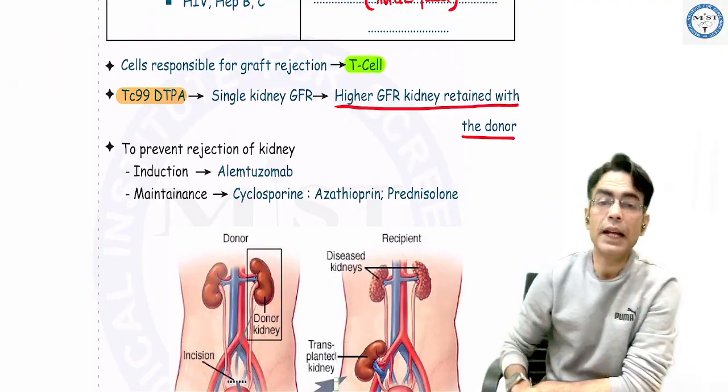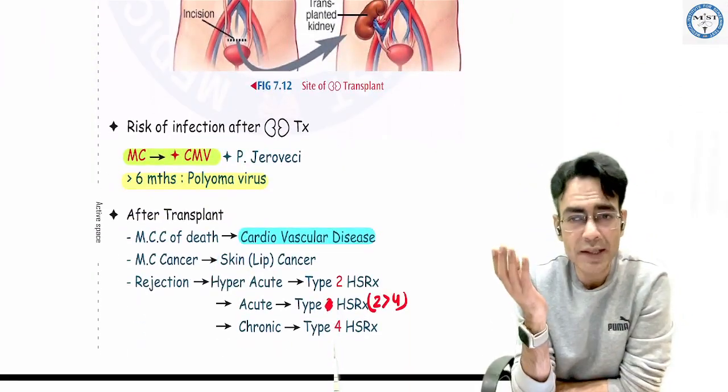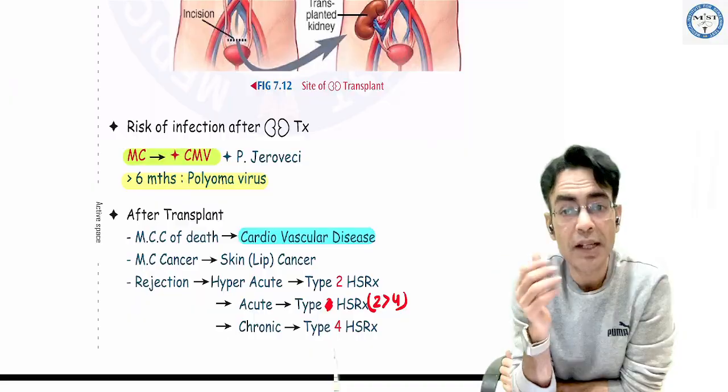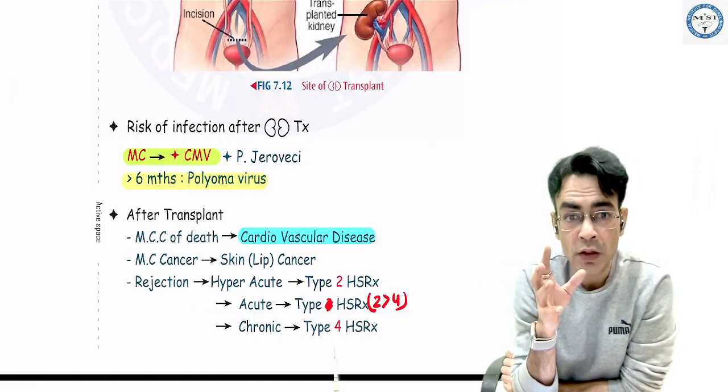Okay. Then risk of infection after transplant: the most common virus is CMV, but if they're saying more than 6 months, then polyomavirus. After transplant, the most common cause of death is cardiovascular disease.